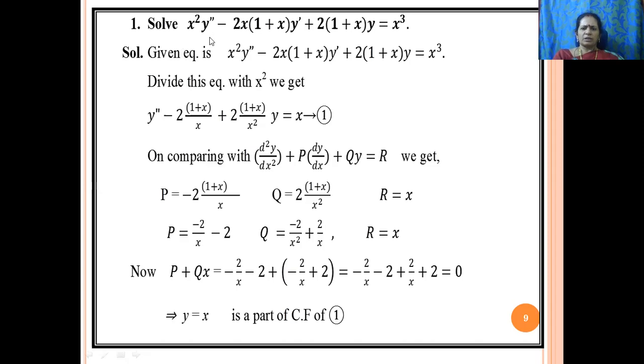Already I discussed this in the last session. From the examination point of view, I'm going to revise all the methods in this session. So this is the differential equation we have to solve.